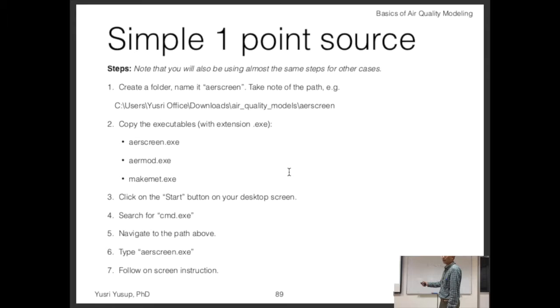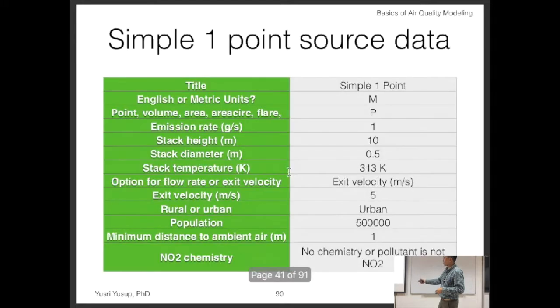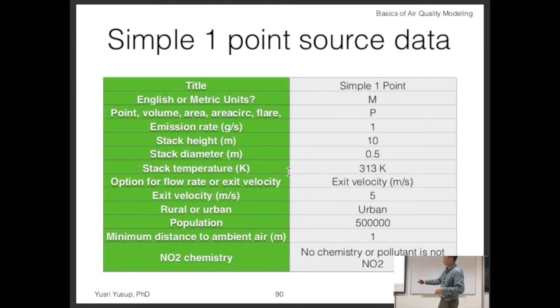Click on the start button on your desktop. Search for cmd.exe, the command prompt. Then in this cmd, you will need to navigate to the path. I'm not sure whether you know how to navigate to the path. I don't have Windows here. Okay, so now you have the prompt, right? It's blinking. Then you need to go to the folder. So you just type cd, change directory. cd, next folder, cd, next folder, cd, next folder. Then type airscreen.exe and follow the on-screen instructions. That's all.